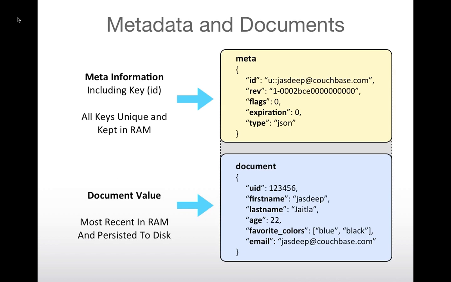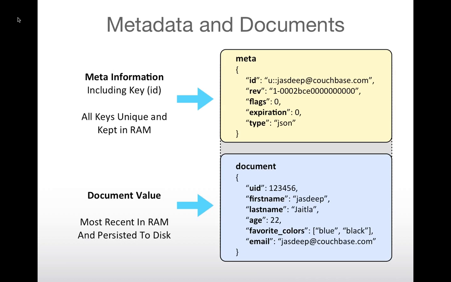So Couchbase is a key value store, and we have two different parts to every data item, every document. The first part is the metadata, and all metadata, including the key for the document, is stored in RAM. It's always kept in RAM. That way, certain operations like a get operation can return null or nil immediately if a certain key doesn't exist.